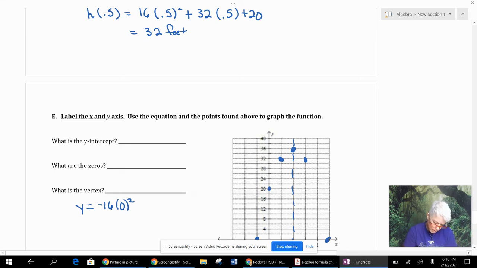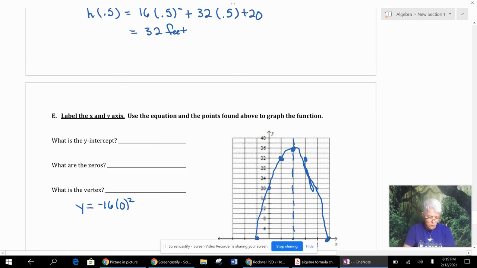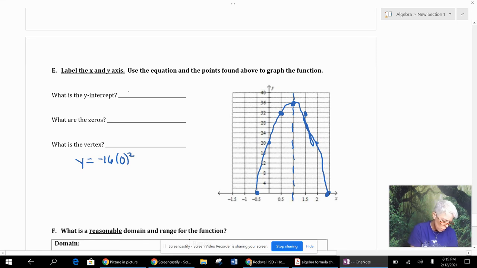Okay, now you can see again, I'm going to go ahead and work over here, and we have our full parabola. No, my pen's not working. Here we go. All the way up. It's the ugliest parabola I've ever seen, but you got it. The y-intercept is 20 feet. The zeros are negative 0.5 and 2.5. The vertex was 36, and I was trying to erase that.